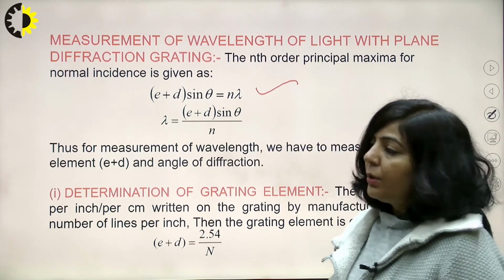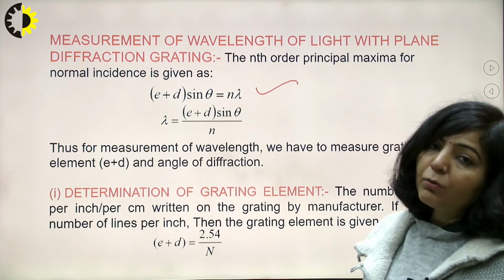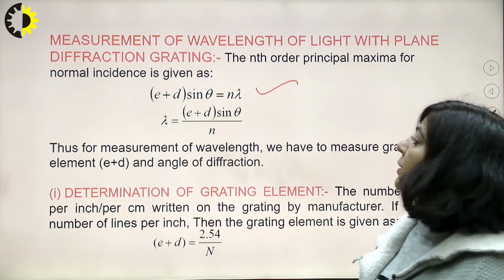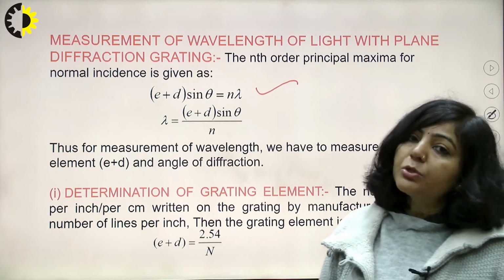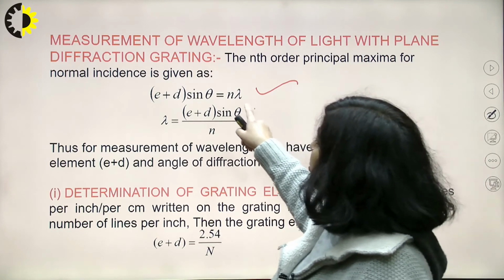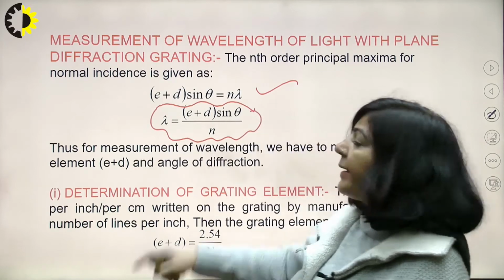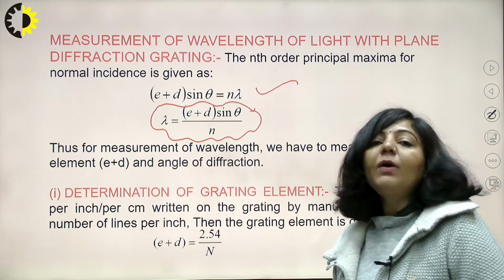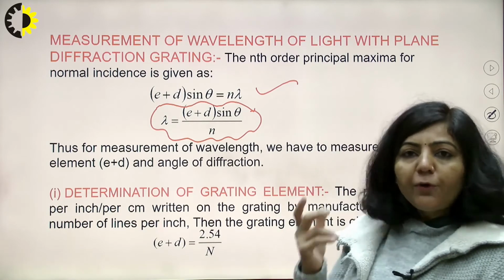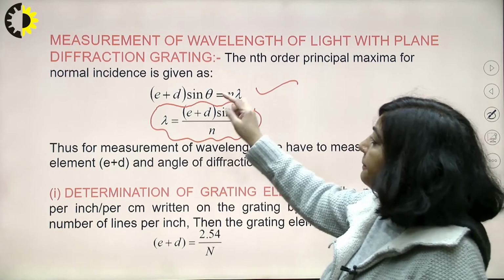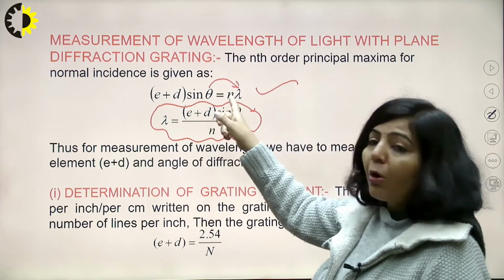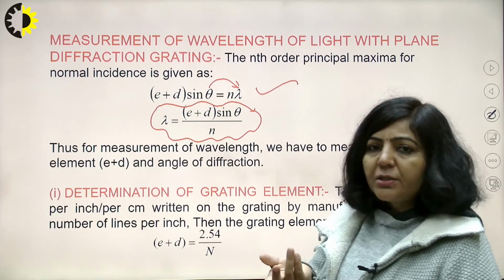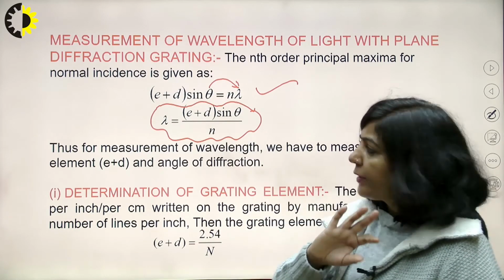So you have this grating equation, (e plus d) sin theta equals n lambda. If you want to find the wavelength using this expression, then the wavelength will be (e plus d) sin theta divided by n. This is the formula used to find the wavelength using a plane transmission grating. Suppose you have a mercury lamp or a white light source, then it will give you different colors. For a fixed order, suppose I am taking only first order or second order, then n is fixed, and the grating specification is also fixed, which means e plus d is constant.